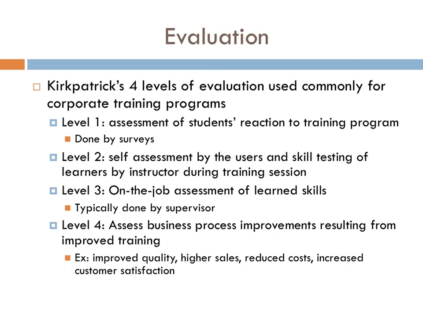Kirkpatrick's 4 levels of evaluation are used commonly for corporate training programs. In Level 1, the assessment of the student's reaction to the training program is evaluated. This is done by surveys. In Level 2, this is the self-assessment by the users and the skill testing of learners by the instructor during the training session. Level 3 is an on-the-job assessment of learned skills, and this is typically done by the supervisor.